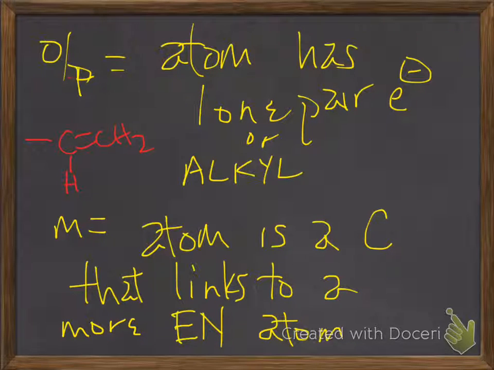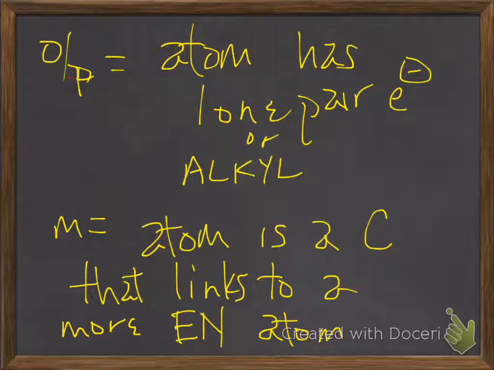So an alkenyl group would be activating and would be OP. Or it could even be like an alkyne. Or like some type of methyl, ethyl, propyl, butyl, any of those types of groups would be OP activating. Now we're going to talk about one exception to this rule in just a moment.